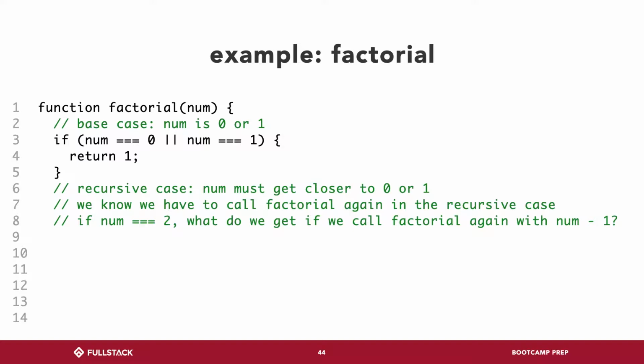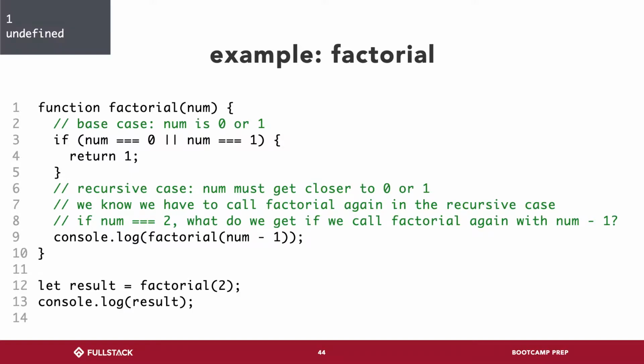So let's handle this. The num must get closer to 0 or 1, so we know we have to call factorial again in the recursive case. If num is equal to 2, what do we get if we call factorial again with num minus 1? We get 1 and then undefined. Because if we console.log down here, if we pass in 2, this doesn't run, and then factorial of 2 minus 1 runs, then we get the 1 from there. So this will console.log 1, and then factorial of 2 can finish running, and that's why we see the undefined.